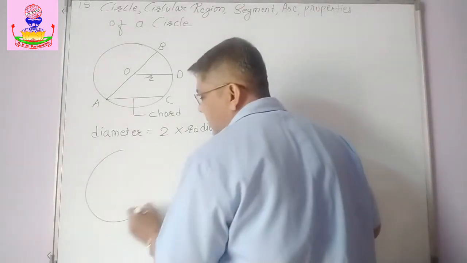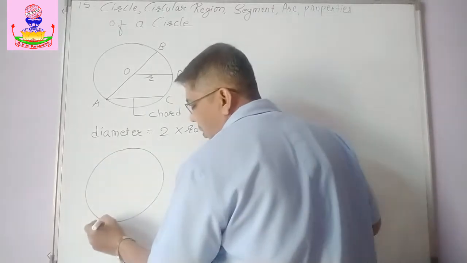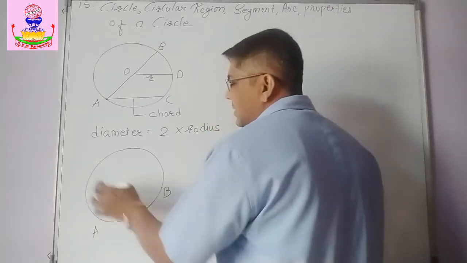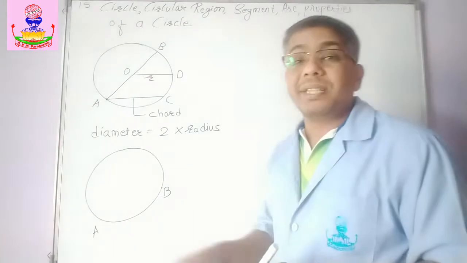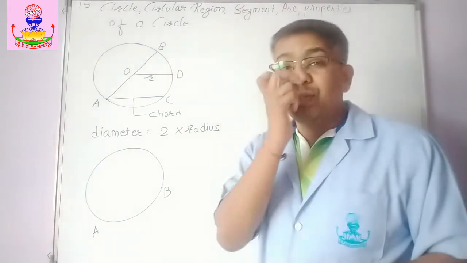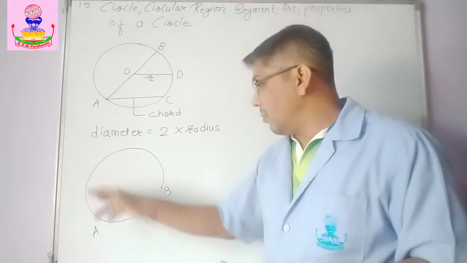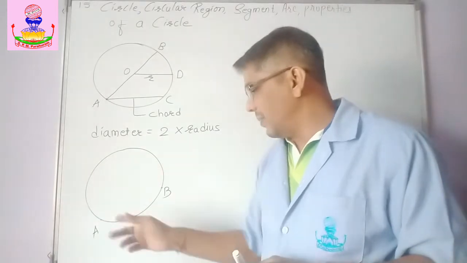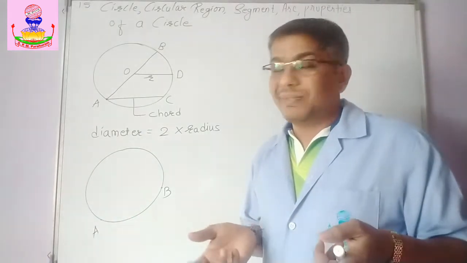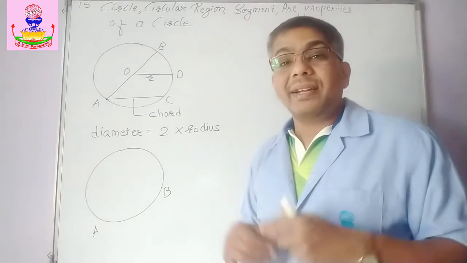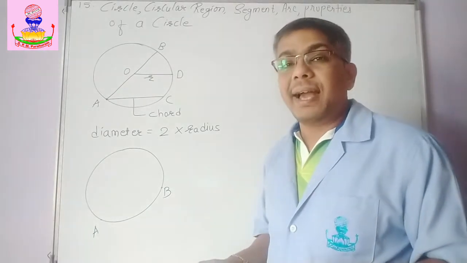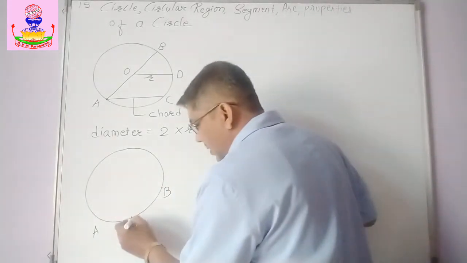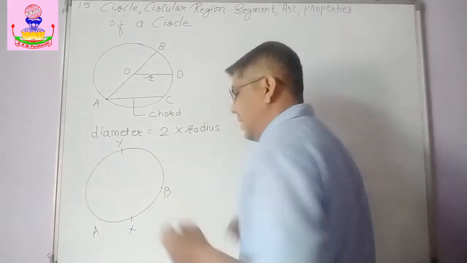For example, suppose I consider any 2 points A and B. These 2 points divide this circle into 2 parts, called circular arcs: arc AB and arc AB. Now there is confusion, since both sides are arc AB. Which side are we referring to, this or this? For that we take a third point and label it like this, X, and this one Y.